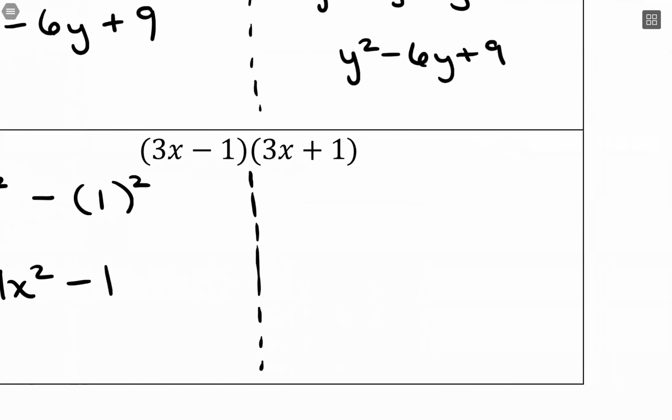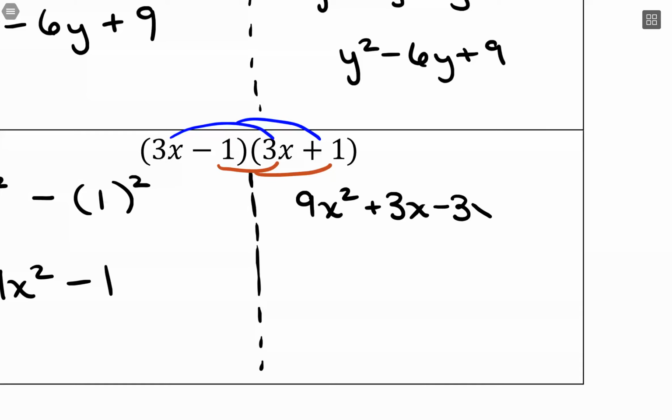But what you can also do is just FOIL it out. If you don't want to memorize the formula, we can take 3x times 3x, which is 9x squared, 3x times positive 1 for a positive 3x, negative 1 times 3x for a minus 3x, and then negative 1 times positive 1 is minus 1. So when we do this, you're going to end up with like terms that cancel out with each other, that turn into 0. So that's where our middle term disappears, and we're just left with that first and third term. So that's multiplying with our special cases.